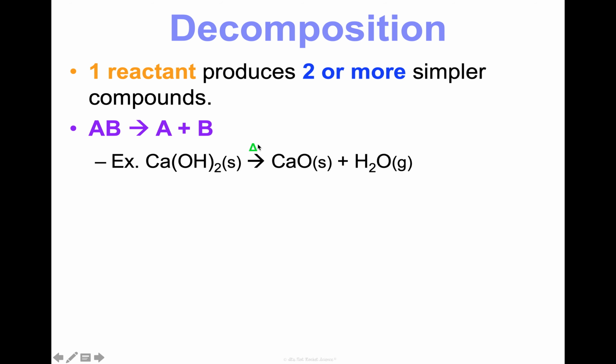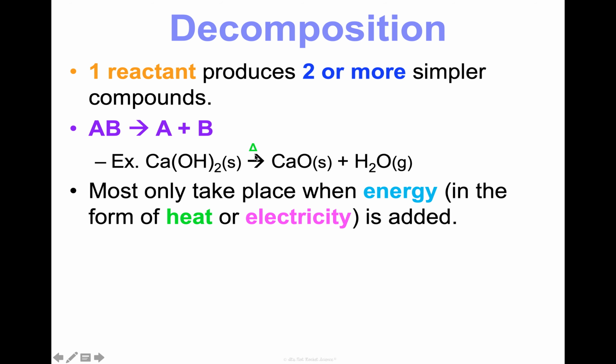Now you may notice this little triangle up here. This is important. Most of these reactions only take place when a certain amount of energy is added. Usually that energy is in the form of heat or electricity. If you put calcium hydroxide in a beaker on a lab table at room temperature, it's most likely not going to decompose sitting right there. You're going to have to add energy to make the reaction happen. Remember our collision theory: you have to add something to make them collide enough that a change and a chemical reaction will occur.